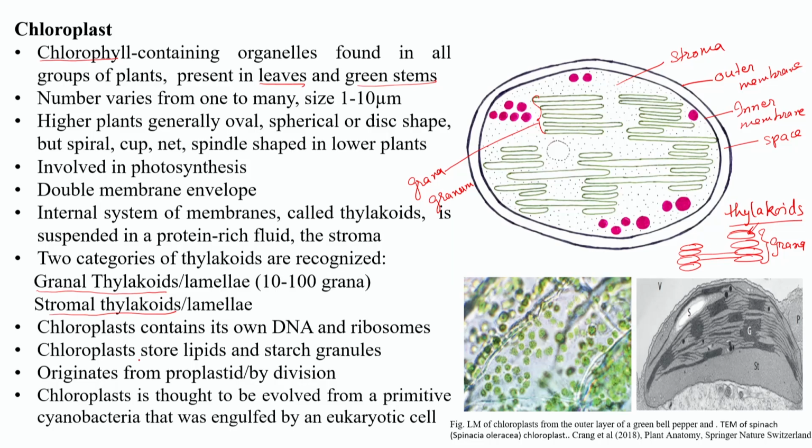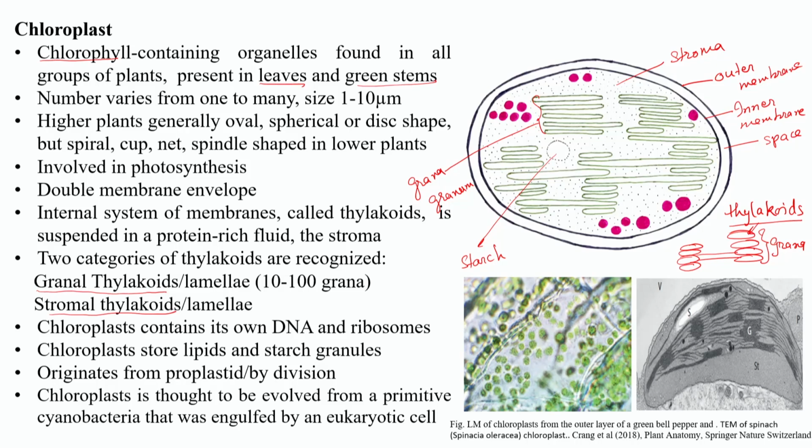Now, the chloroplast contains its own DNA and ribosomes, because of which it can also synthesize some of its proteins, some of its enzymes, some of its RNA. So these components will also be present in the stroma. Along with that, we can also see some lipid globules. So lipid storage is also there, and some starch granules we can also observe. So synthesis of starch and storage of starch also takes place in the chloroplast.